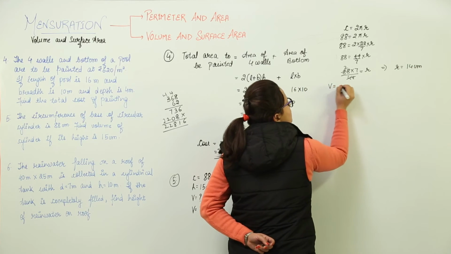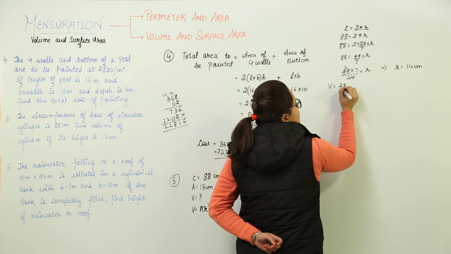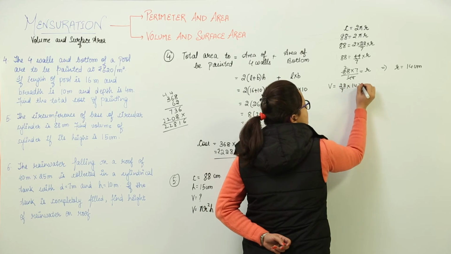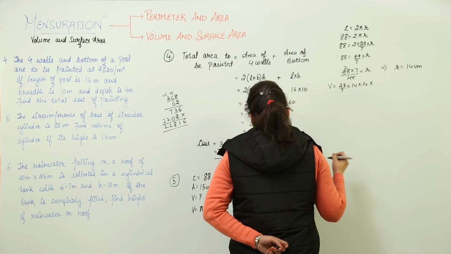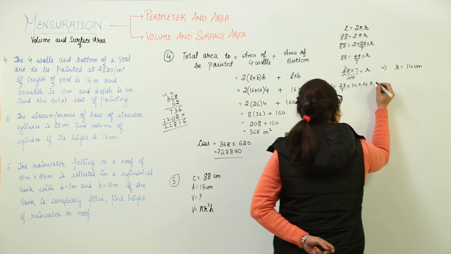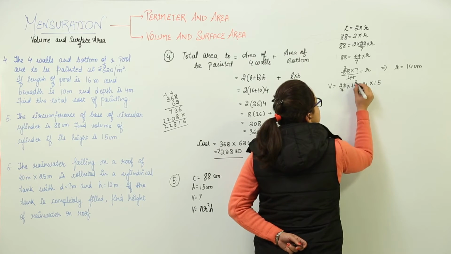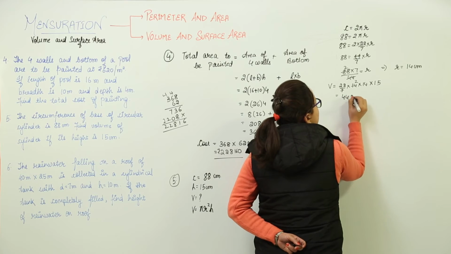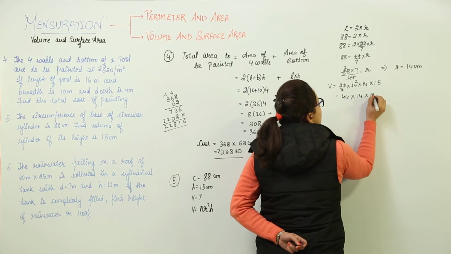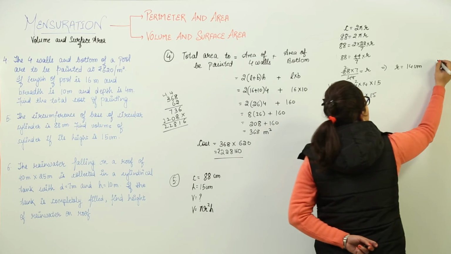Now what is the volume now? It will be pi r square h, that is 22 upon 7 into 14 into 14 into h. H is already given to us, which was 15. So when we solve this, we would get 44 into 14 into 15. Let us solve this out.